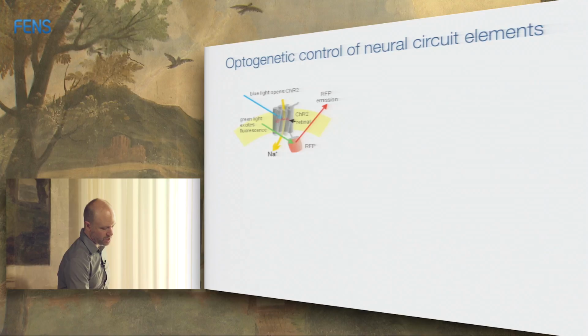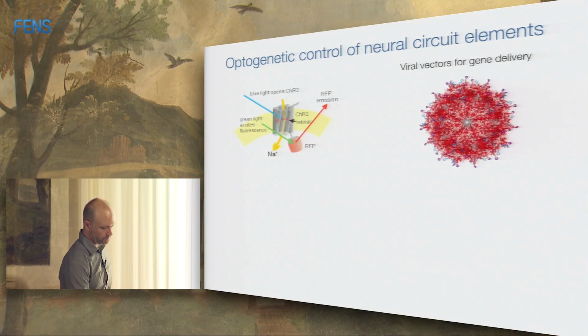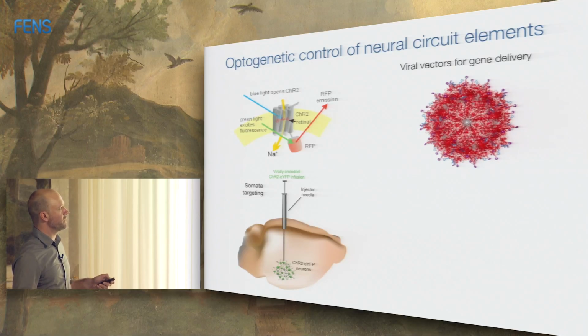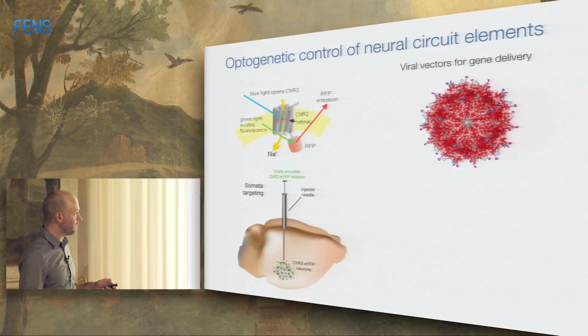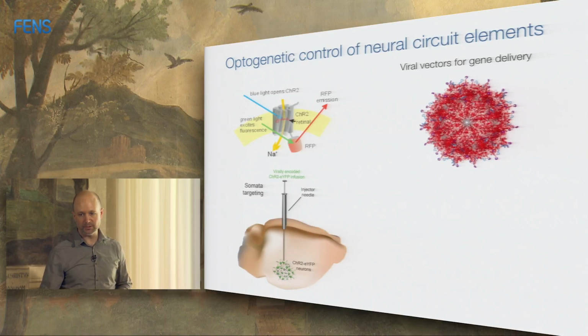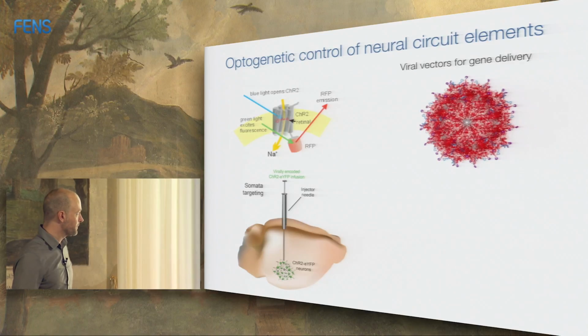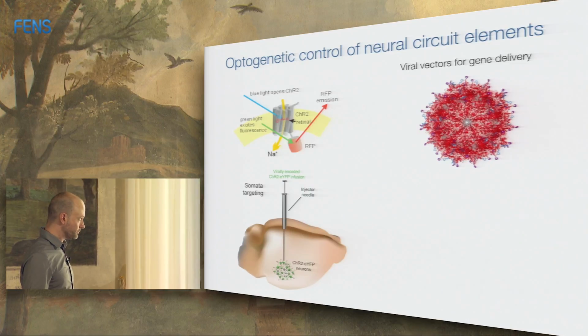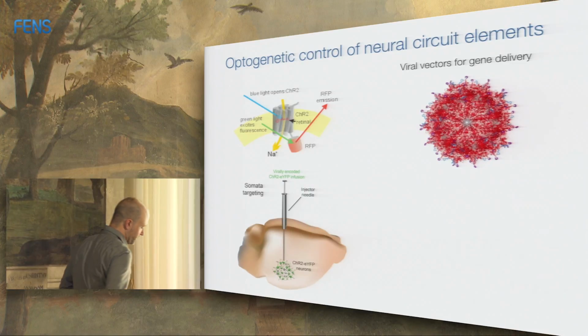Okay, so back to channel rhodopsin and targeting opsins into cells for circuit manipulations. The general idea is we have a virus that's been engineered to express a molecule we're interested in, such as channel rhodopsin. Typically, this would be fused to a fluorescent protein as well, because that allows us to visualize the cells that are expressing it. You take this purified and concentrated virus and inject it into a particular brain region.